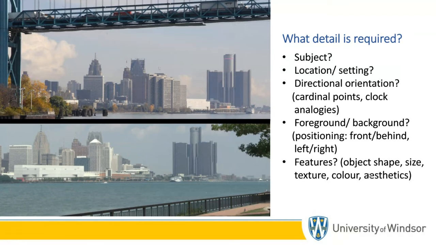The direction and the orientation might be important. In other words, we're looking north, but we're looking from Canada. We're looking from Windsor. So there are cardinal points and locations that are important here. The foreground and the background position oftentimes is important. In other words, the fact that we have the Ambassador Bridge gives us something to know that we're again on the west side of the Ambassador Bridge, whereas the bottom gives you an idea that we're in the sculpture garden.